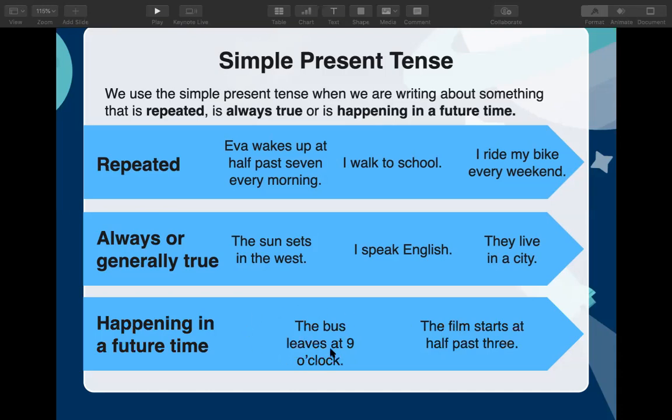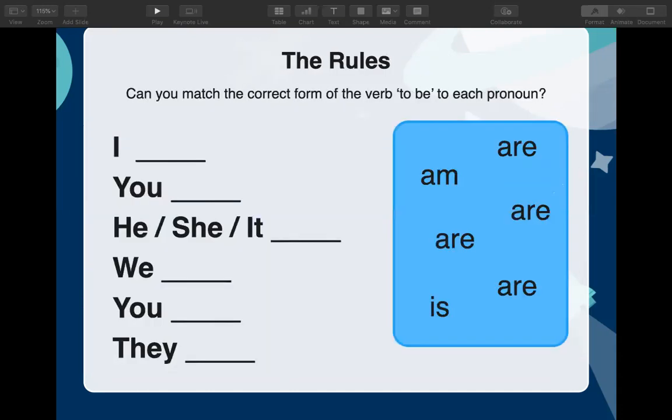Okay. Now that we know why we use the simple present, let's take a look at the structure rules, or the rules of the structure. An important rule to know is using the correct verb to be in present form, ser o estar. Yes. For example, yo soy, yo estoy, tú eres o tú estás.